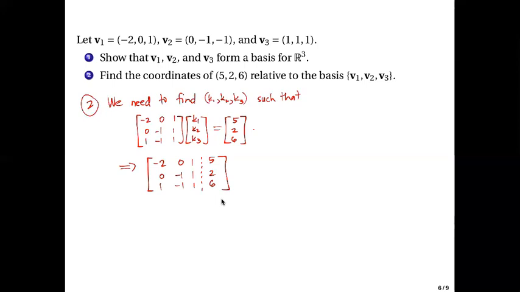So first, let's interchange row 1 and row 3 because this is already a 1 in here. If you divide this by negative 2, we will get a fraction here and a fraction here. And again, that will complicate our computation. So let's just interchange row 1 and row 3.